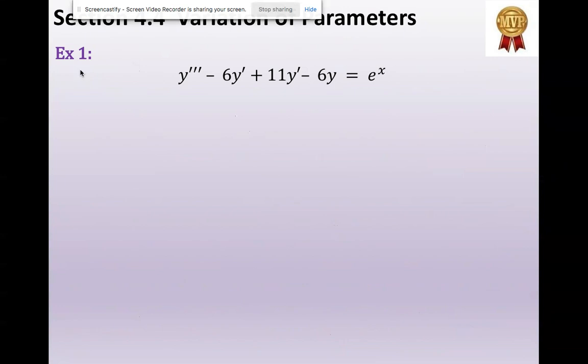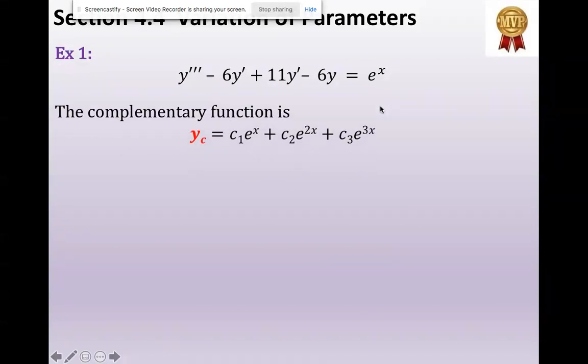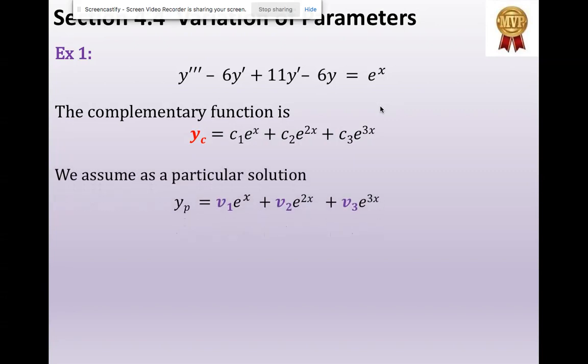So let's do this example. Again, with the right side equal to e to the x, I don't really have to use method of variation of parameters, but I want to practice using this. I could just easily use the method of undetermined coefficients. I'm going to give you the complementary solution, or the homogeneous solution. So I factored the characteristic equation, and I got real roots of 1, 2, and 3, which is where those came from.